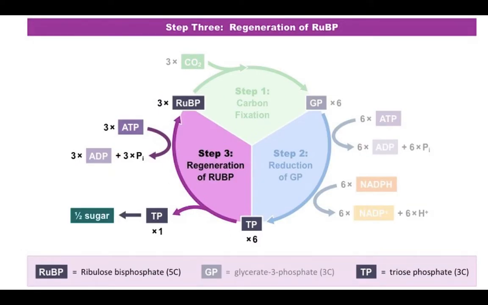Step 3 is the regeneration of RuBP. Of the 6 molecules of TP produced per cycle, 1 TP molecule may be used to form half a sugar molecule. Hence, 2 cycles are required to produce a single glucose monomer, and more to produce polysaccharides like starch. The remaining 5 TP molecules are recombined to regenerate 3 molecules of RuBP. The regeneration of RuBP requires energy derived from the hydrolysis of ATP.